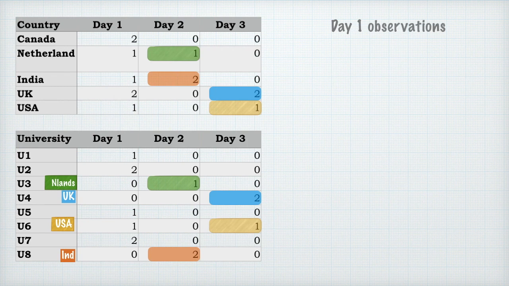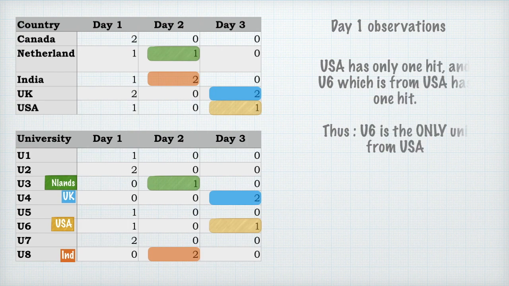I look at USA first because USA is already sorted for me. If I look at USA data, university number 6 is from USA, and if I look at day 1, this university has generated a single hit, and if I look at USA's data for day 1, a single hit is there. So this is again matched, and I can also conclude that there are no other universities from USA. U6, or university number 6, is the only university from USA. So that is done for me.